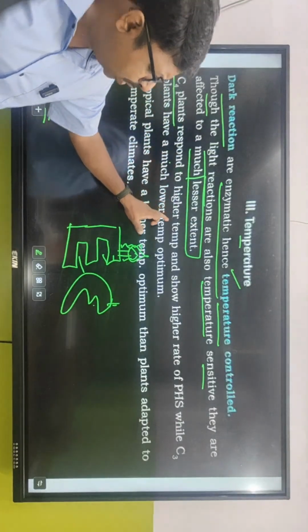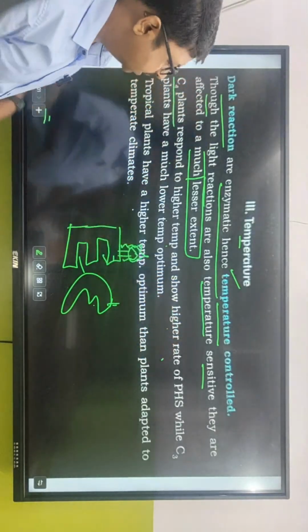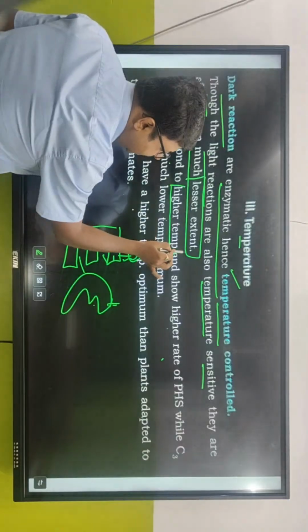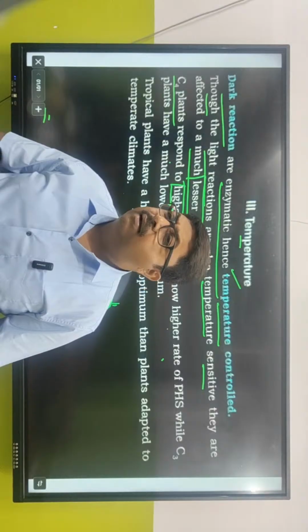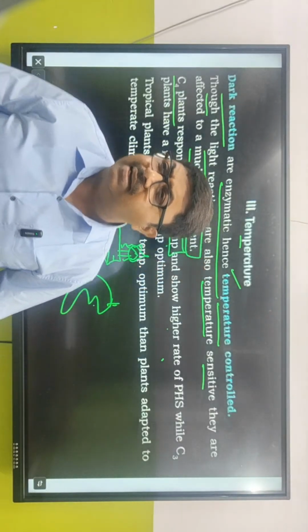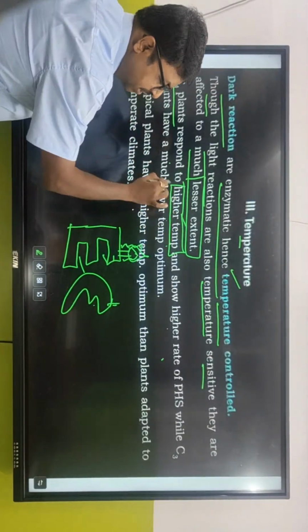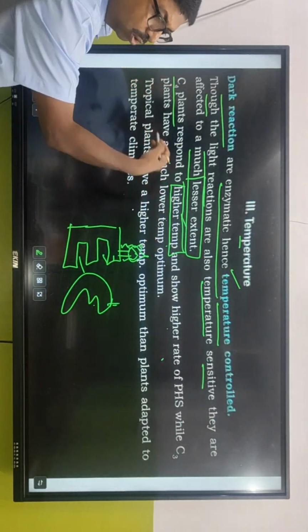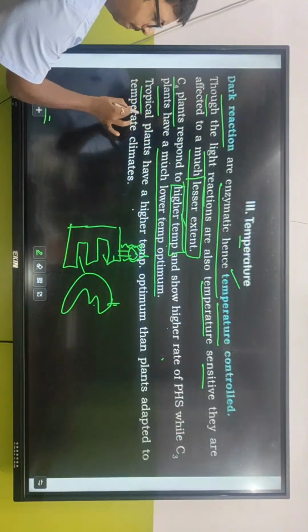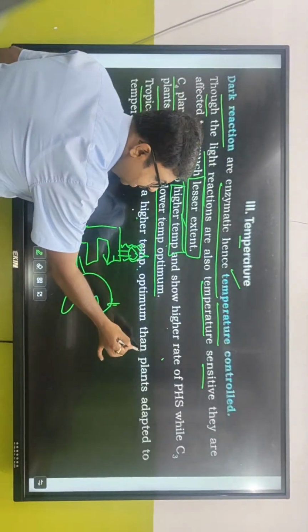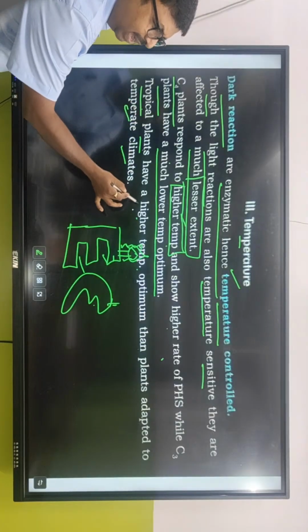C4 plants respond to higher temperature and show higher rate of photosynthesis. Again I repeat, C4 plants yield more at higher temperature and high light intensity, not low light intensity. Higher yield at higher temperature but not low light intensity, while C3 plants have a much lower temperature optimum. Tropical plants have a higher temperature optimum than plants adapted to temperate climates.